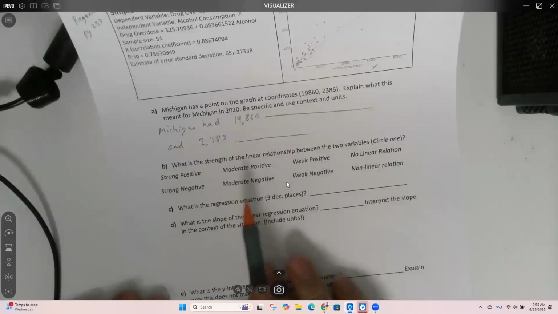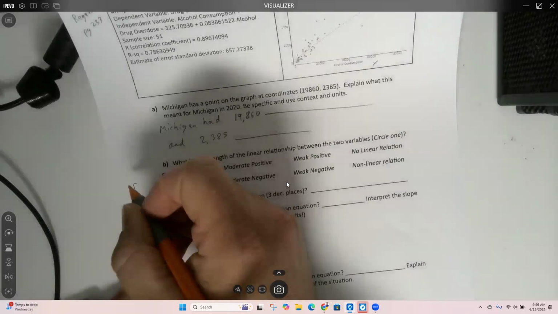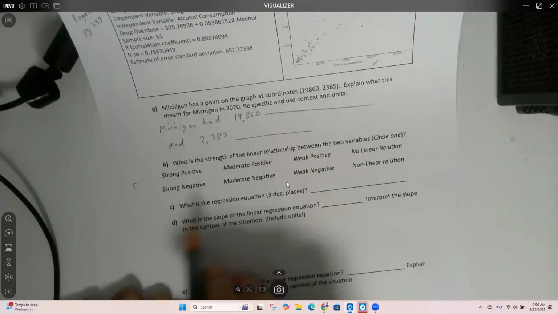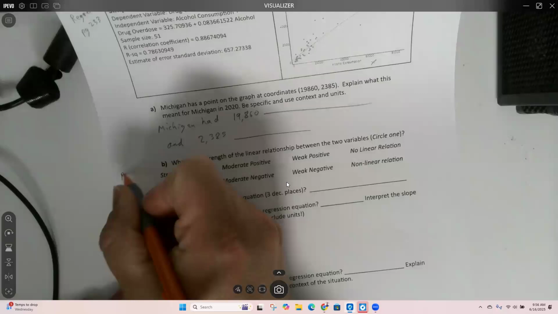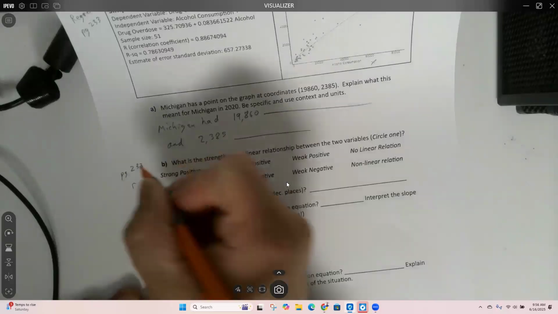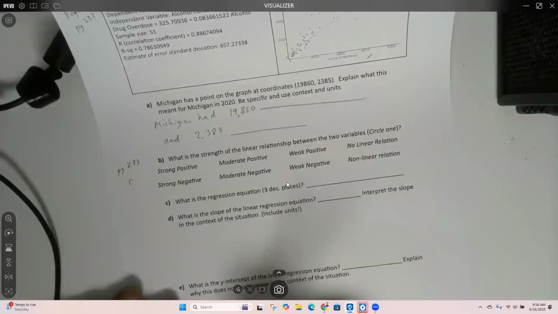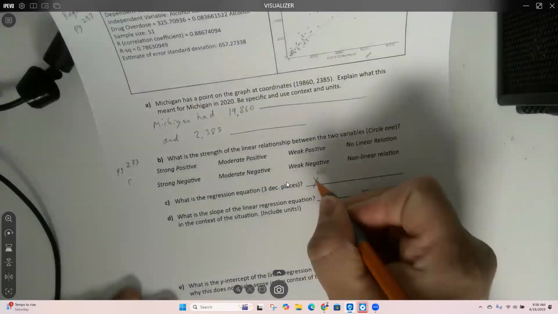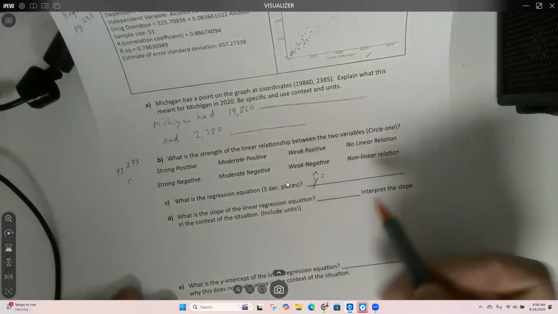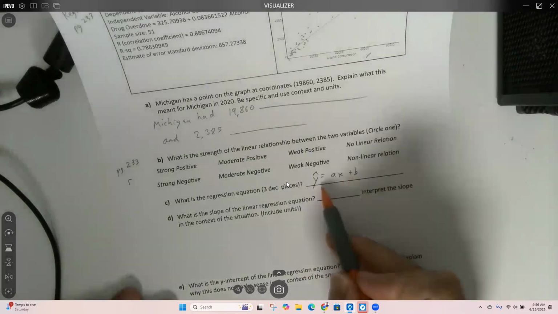What's the strength of the linear relationship between the two variables? On page 233, we look at the R value, right? And on page 233, we had a number line that would indicate what we would call it, depending on where R lands, okay? What's the regression equation? The regression equation is y hat equals blah, blah, blah, right? So it's mx plus b or ax plus b. So fill that in.